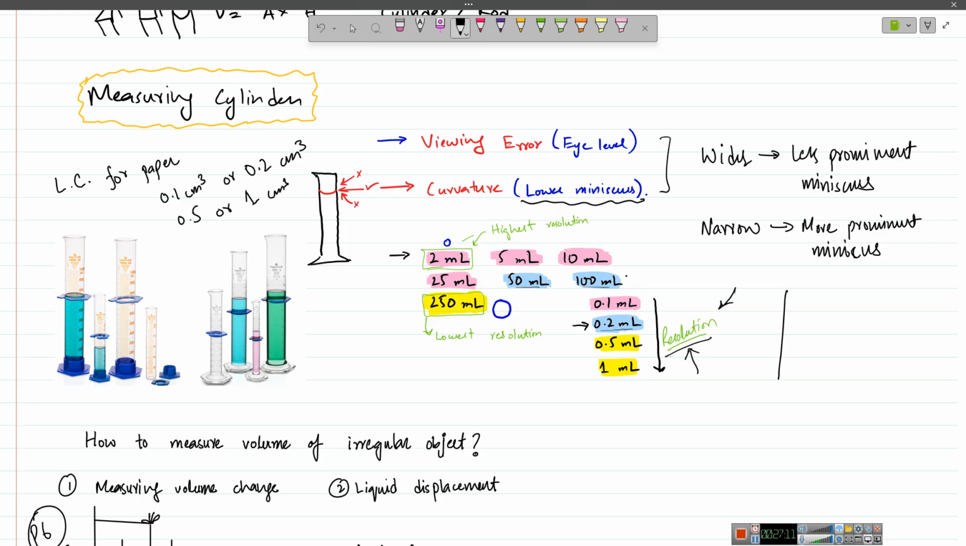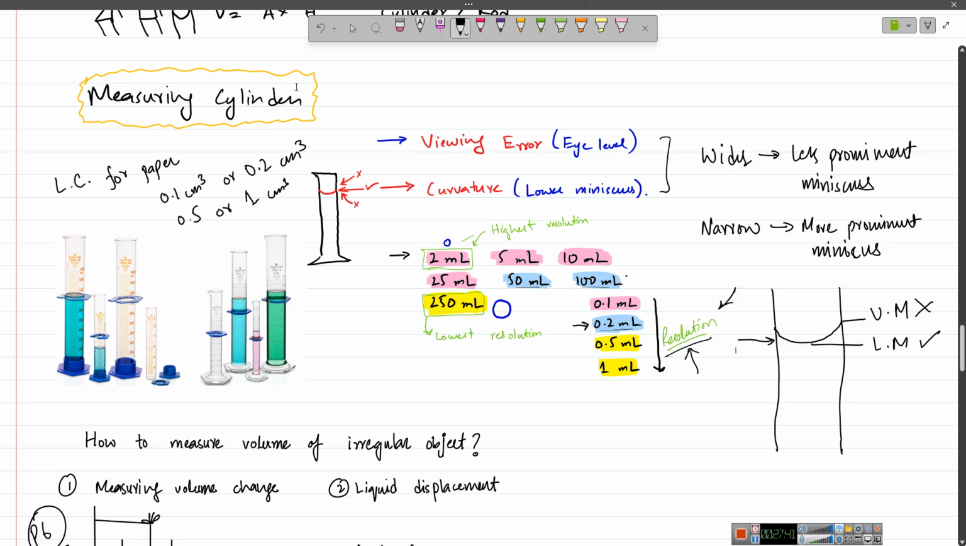So let's say if this is your liquid level, and you have a cylinder. It's not getting straight, my apologies. So this is meniscus, right? This is the lower meniscus, and this is the upper meniscus. So this is the correct one. This we don't take, okay? And this has to be read at eye level. Again, eye level needs to be maintained, right?